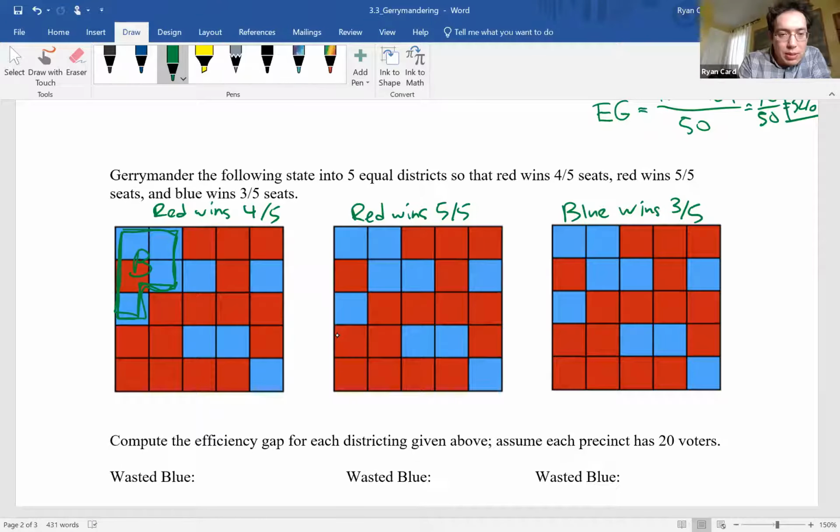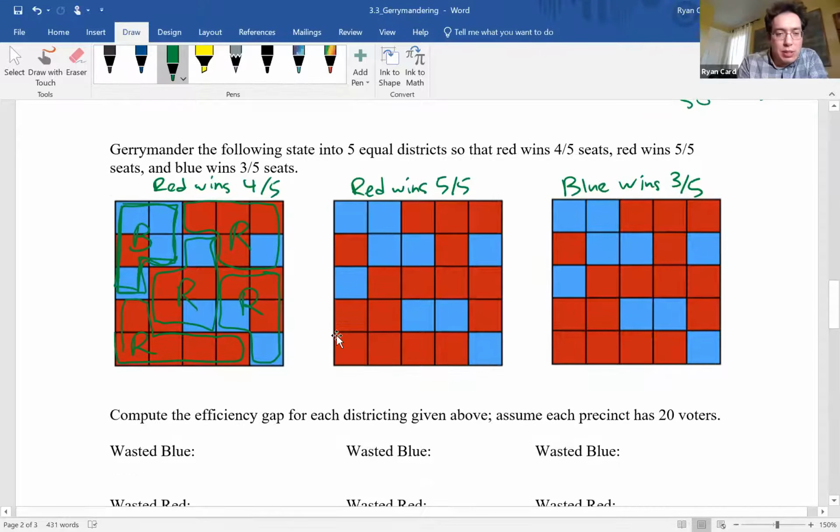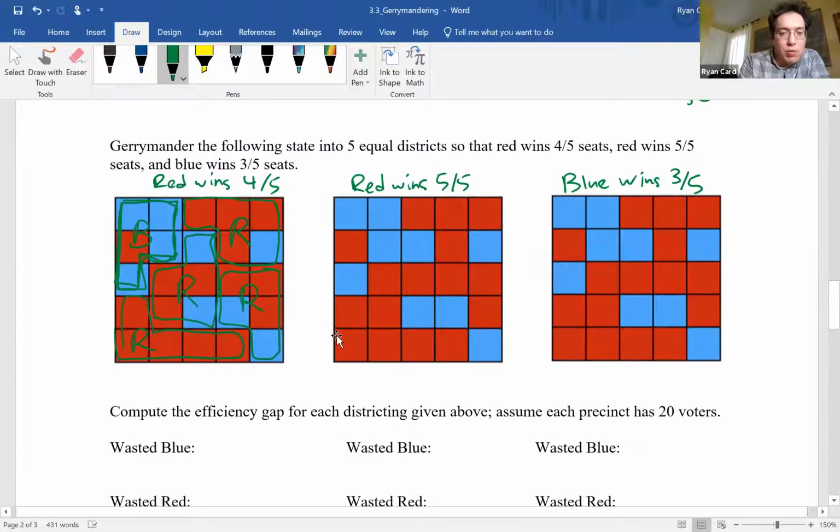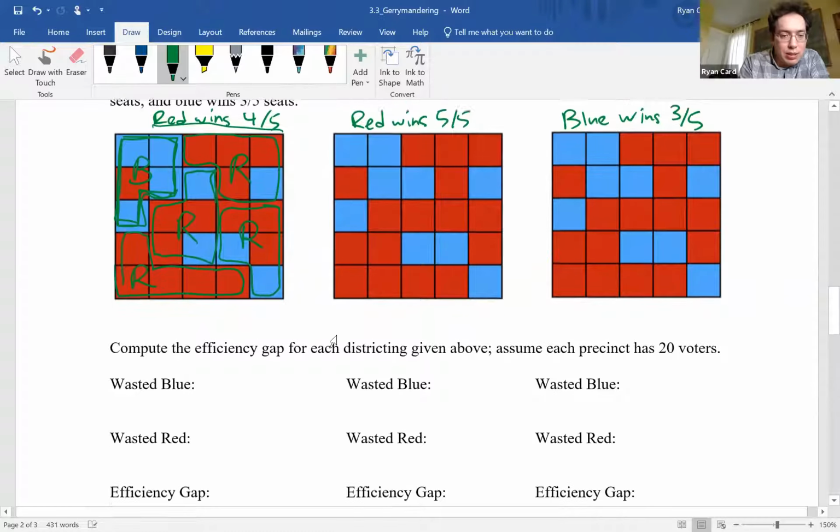Okay, I want the red to win the rest. So let's see. Okay, so maybe that's one. Maybe that's one. Maybe that's one. Maybe that's a district. So there's 5 different districts with 5 squares each, and red is the majority in 4 out of the 5. So there's many different ways to do this. So that's one way to draw a district. So red wins 4 out of the 5 districts.